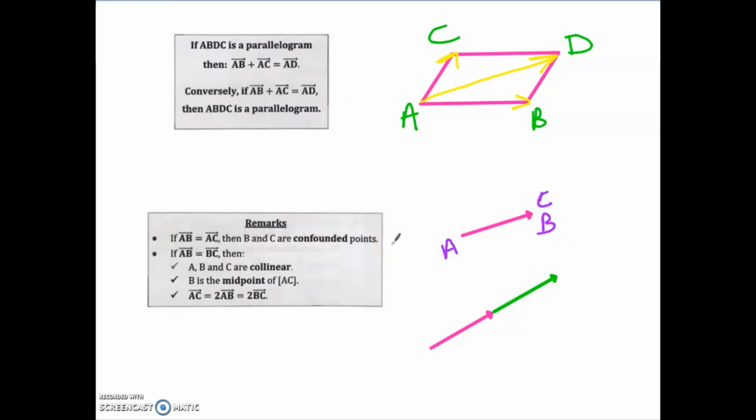Now let's consider the second remark. If we have AB equal BC, so let's say this is vector AB equal to vector BC, then notice that A, B, C have to be collinear points. So we cannot have BC here, for example, because B is the same point. So A, B, C have to be collinear. So this is the first point. Second, B is the midpoint of AC, and this is obvious. Since AB equal BC, they are equal in length, and the points are collinear, so of course B is the midpoint of AC. And because of this, we have vector AC equal to 2 times vector AB, and also 2 times vector BC.